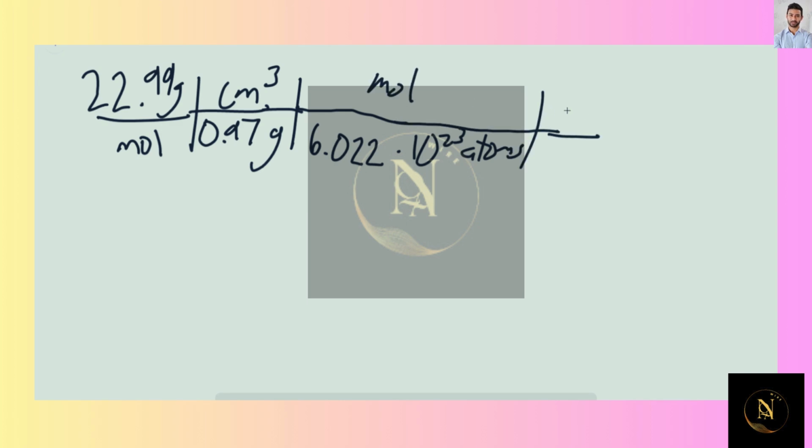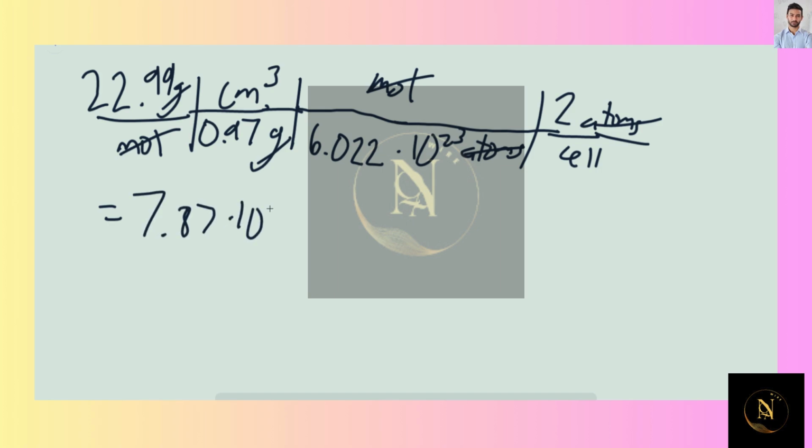And then we know that since we have a body-centered cubic, we have 2 atoms per unit cell. If you'll notice, grams will cancel, moles will cancel, and atoms will cancel. We'll end up with our answer, 7.87 times 10 to the negative 23rd centimeter cubed per unit cell. And so that is our volume.